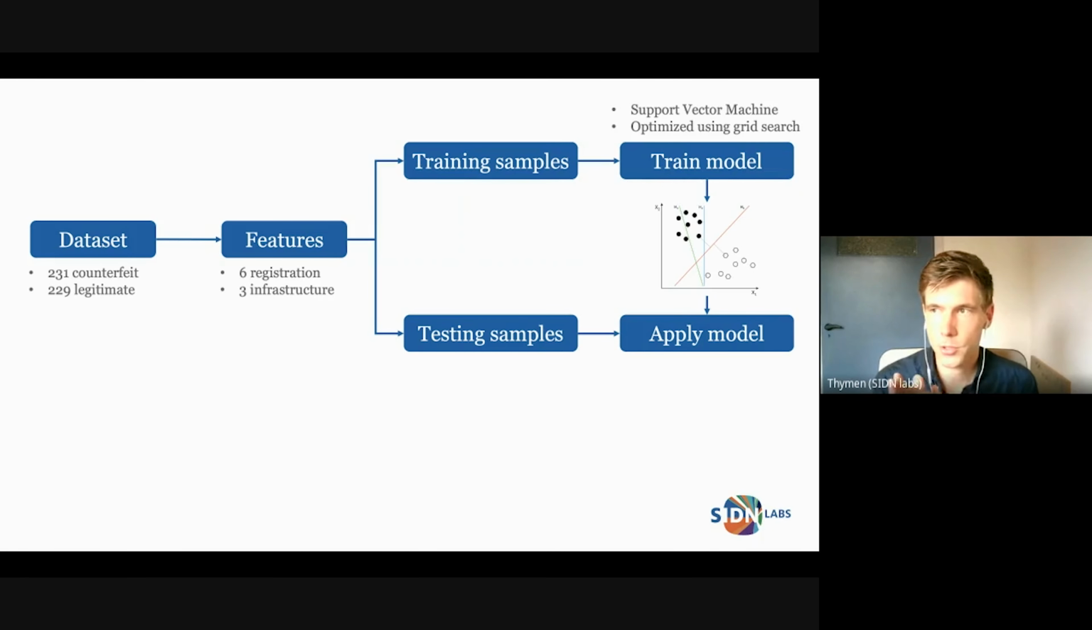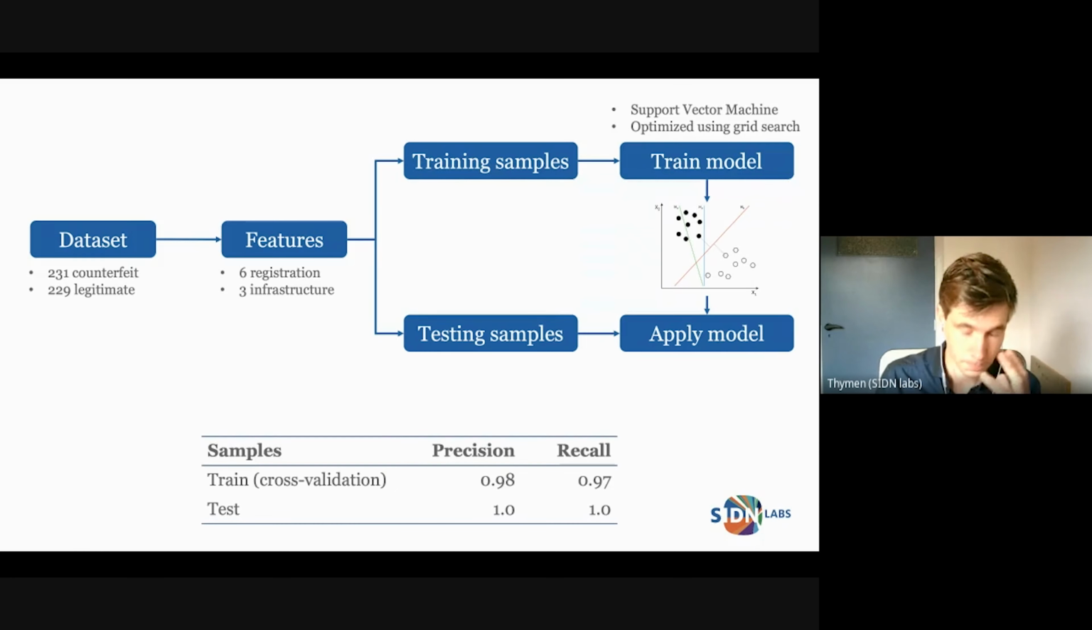And we also used some features that were related to the infrastructure of the domain name. So for example, we checked whether TLS was used or whether an email server was configured. Then we did the basic splitting of training and testing, and we trained a model on our data set. And then we found out that it worked very well on this relatively small data set. But at least it was sufficient for us to continue with this project.